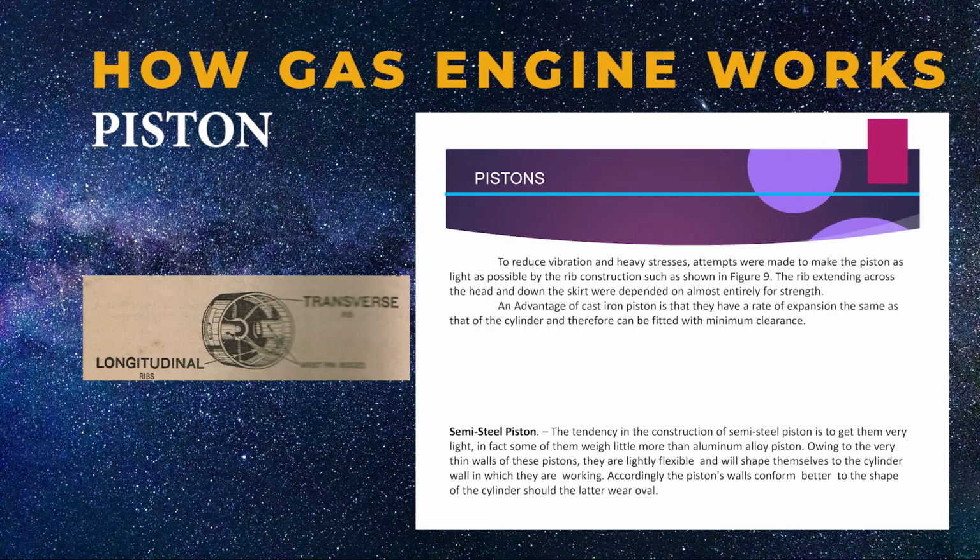The tendency in the construction of semi-steel pistons is to get them very light. In fact, some of them weigh little more than aluminum alloy pistons. Owing to the very thin walls of these pistons, they are slightly flexible and will shape themselves to the cylinder wall in which they are working. Accordingly, the piston's walls conform better to the shape of the cylinder should the latter wear oval.